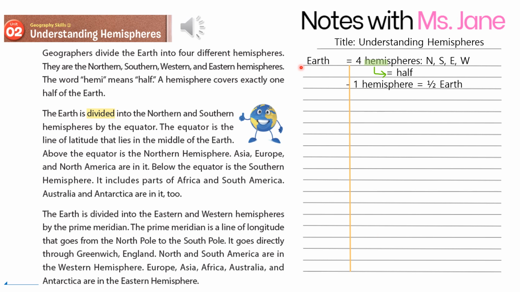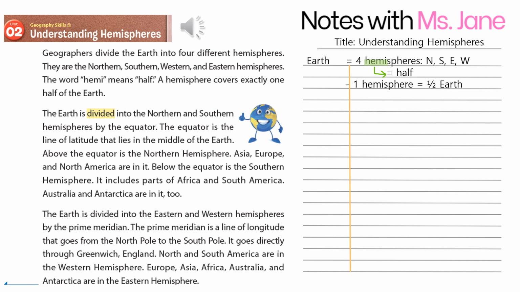Good. So Earth is made up of 4 hemispheres, north, south, east, west. What did hemi mean again? 여기에서 arrow and equals half. So what is one hemisphere equal to? It equals to 1/2 of the Earth. 짧고 간단하게 핵심 정보만 이렇게 정리해서 적어주면 돼요.